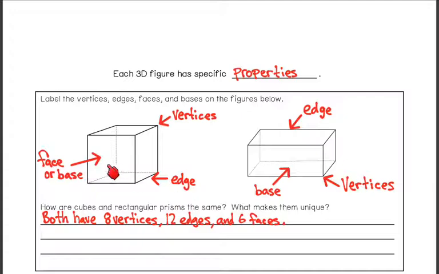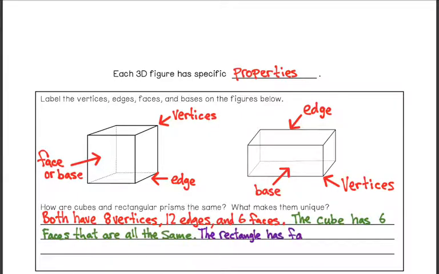The 12 edges, I would just count all the edges around, which is going to be 12 each. And then the faces, they're including those bases. We have six-sided dice, and this would be like an eraser or a cereal box that has 6 faces. They're the same. But what makes them unique? There's lots of different things that make them unique, but specifically, the cube has 6 faces that are all the same. The rectangular prism has faces that are not the same. Like there are some that are similar, or some that are the same, but not all of them are the same. And that would be a major difference between a cube and a rectangular prism.